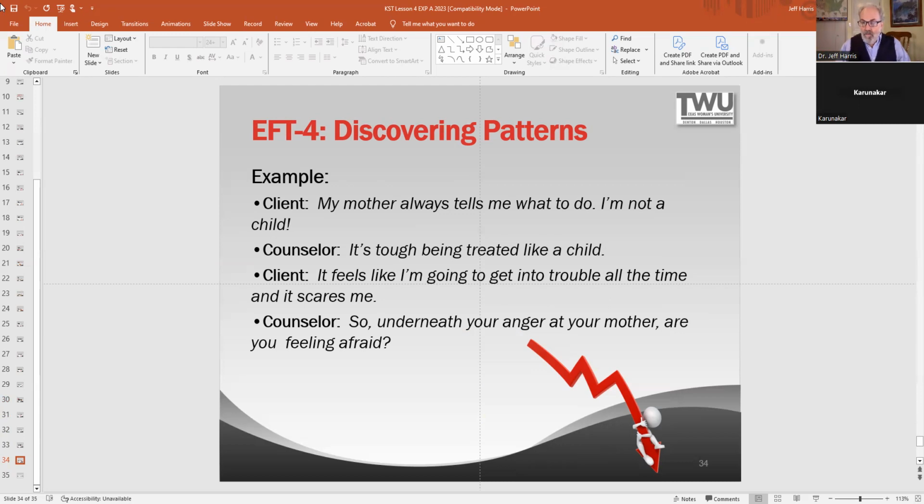So those are the 4 strategies for exploring emotions, exploring feelings. And so in the next video, I'm going to be doing a demonstration of exploring emotions using some of these 4 strategies.